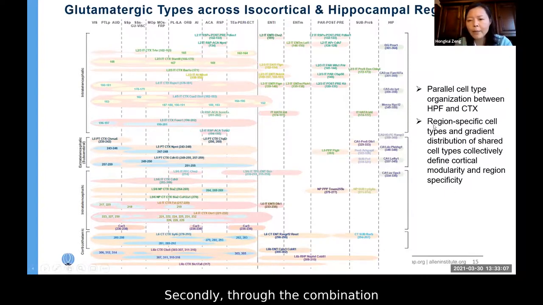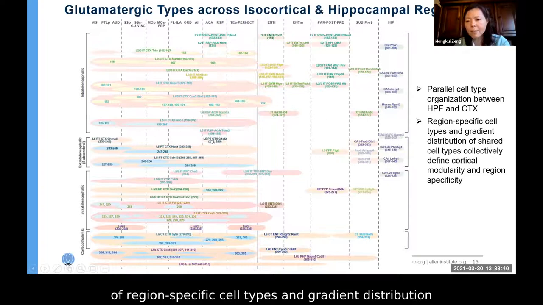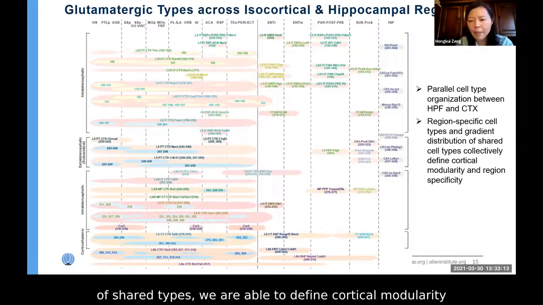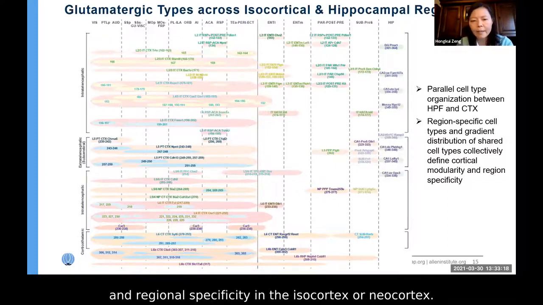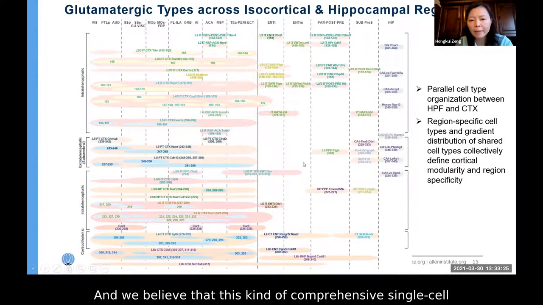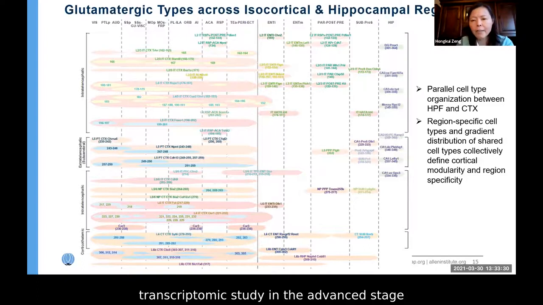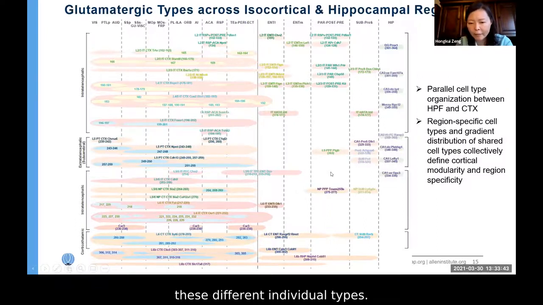Secondly, through the combination of region-specific cell types and gradient distribution of shared types, we are able to define cortical modularity and regional specificity in the isocortex or neocortex. And we believe that this kind of comprehensive single-cell transcriptomic study in the adult stage is able to shed light on the potential evolutionary and developmental relationship among all these different individual types.